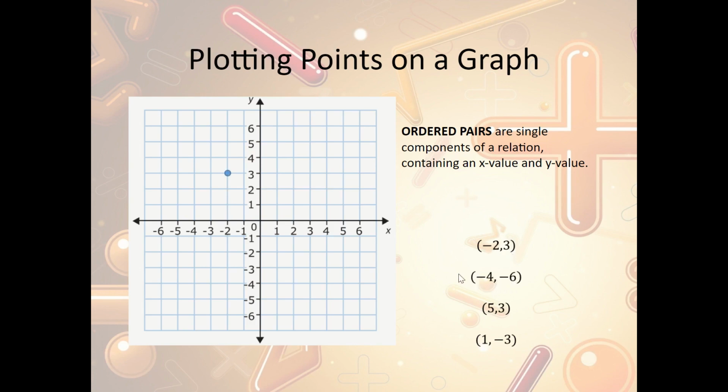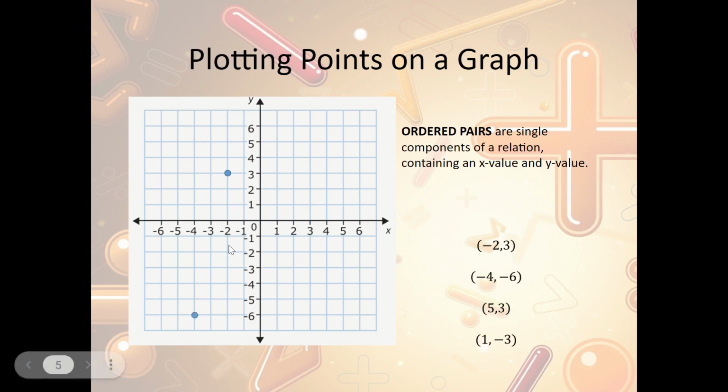Then we have -4, -6. Well, -4 on my x-axis, so I'm going to go find -4 on the x's, right there. And then -6. So I'm going to go down and find -6, which is here, and plot that point.